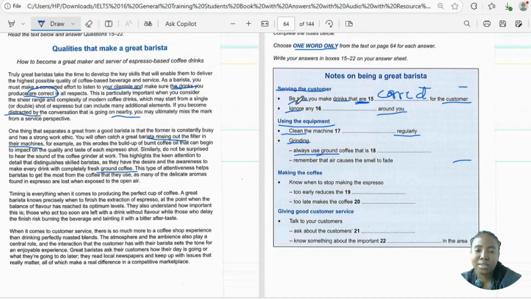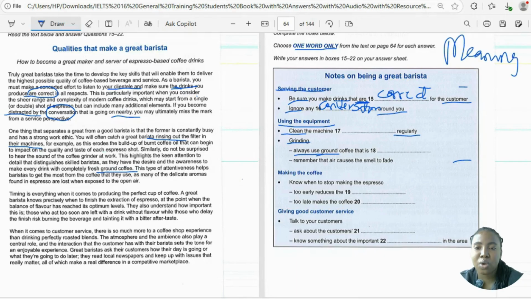Distracted, yeah, is the opposite of ignore. And so the word that is attached to that is conversation. So the answer for number 16 is conversation. Do you see that this is not exactly what it is in the passage? But when it comes to IELTS, you want to focus on meaning.